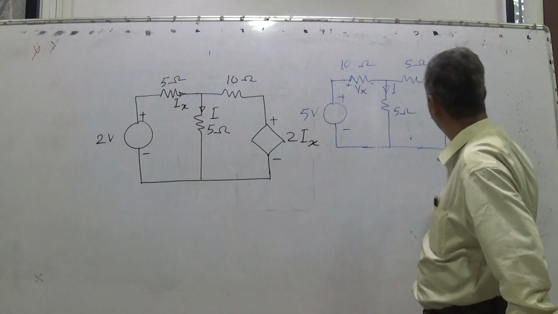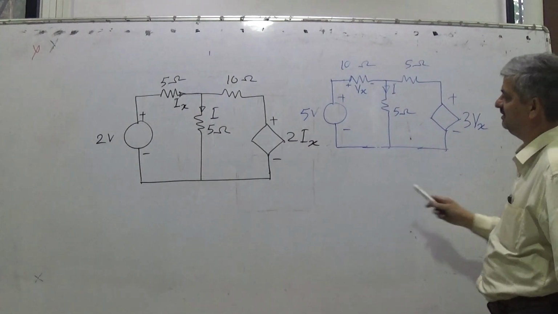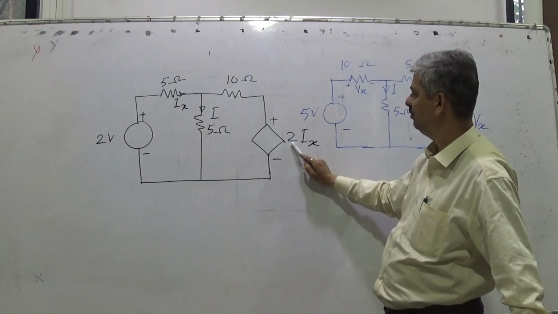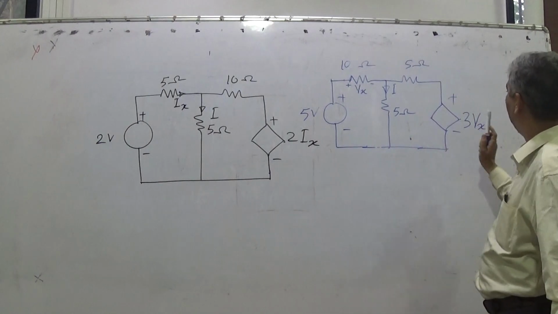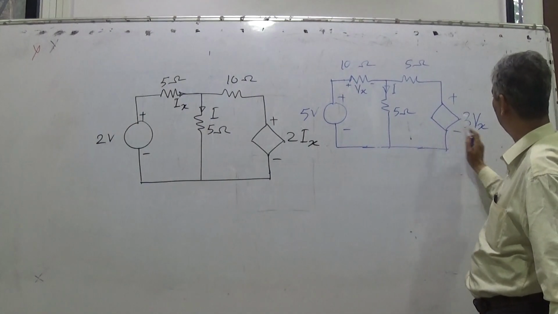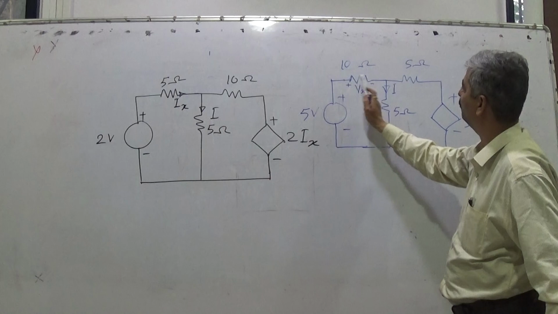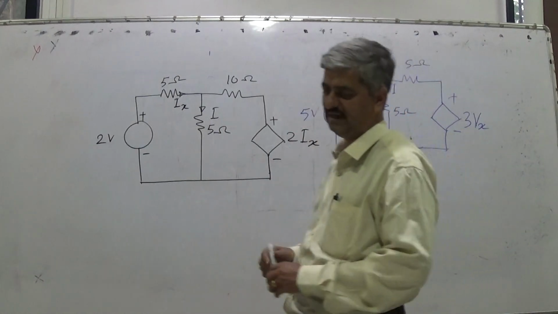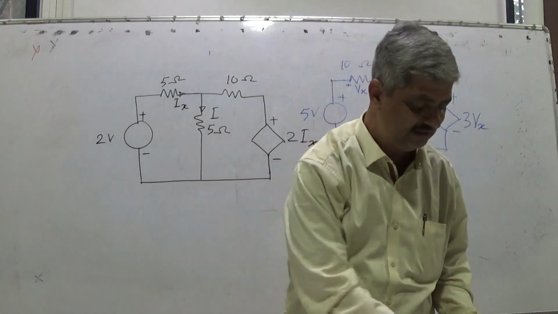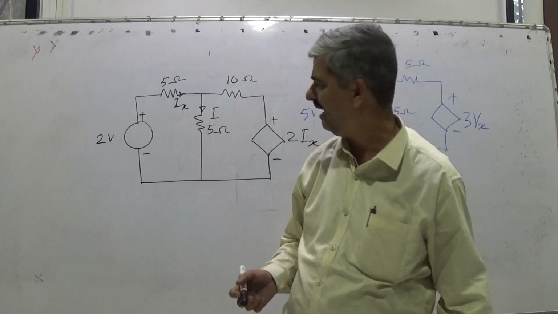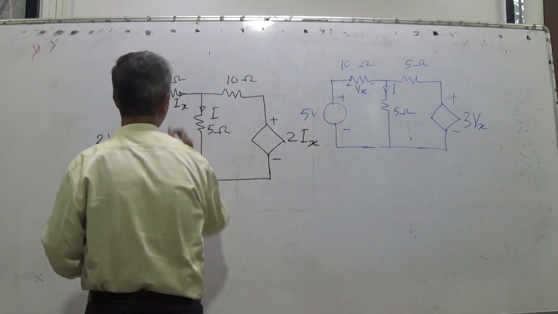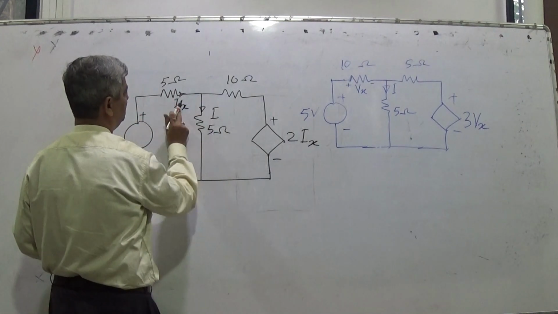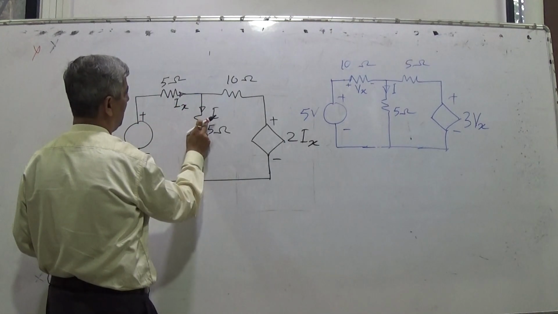So this is a current dependent voltage source, and this is a voltage dependent voltage source whose voltage is this one. Now the question in both cases to be found out is to find current I. So you can apply Kirchhoff's law very easily. This is Ix, this is Ix, this is I.